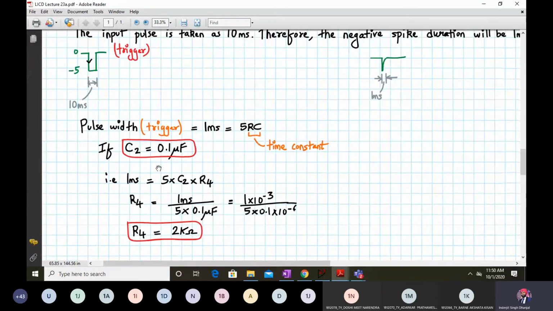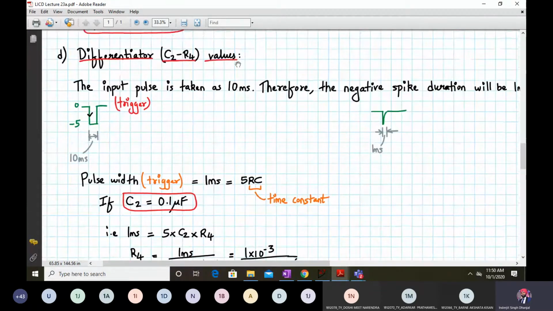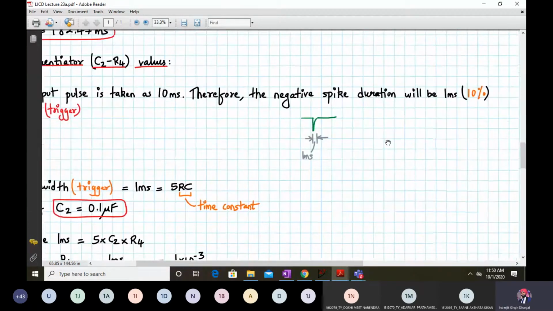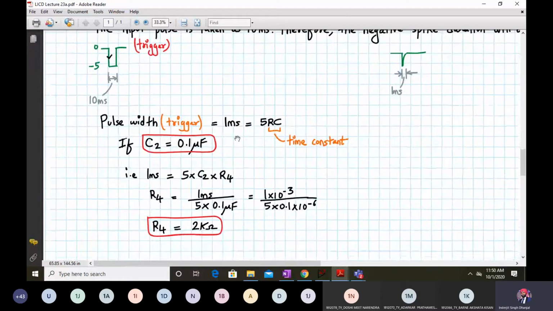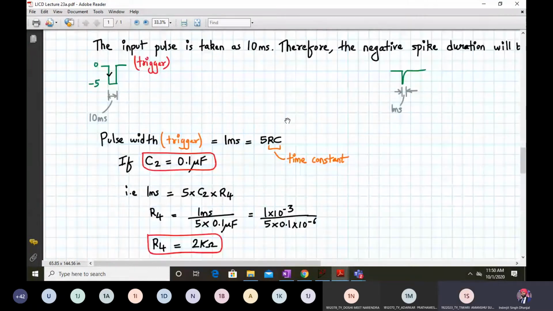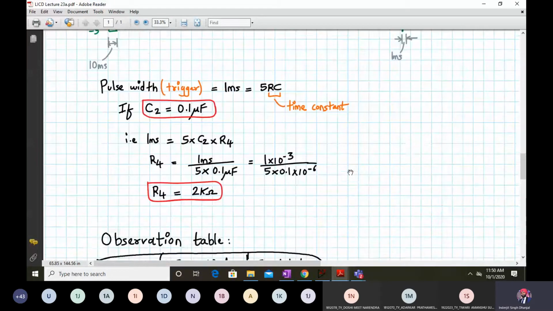That's how you select the value of C2 and R4, considering that if the input pulse is around 10 milliseconds, we want this negative spike duration to be 1 millisecond. So we assume 5 times RC. Anyone knows why 5 times RC? 5 times RC is the value for which the signal reaches its steady state. Correct. Whenever the signal reaches the steady state value after 5 tau, here it is 5 RC. That's how we select the value of C2 and R4. You just have to keep a little faith. You will understand everything. Just be a little patient.